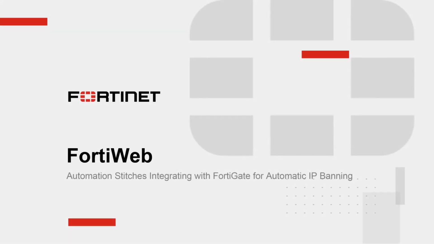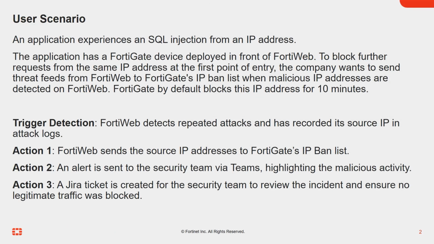In this quick demo, we will integrate FortiWeb with FortiGate and use automation stitches to automatically block on FortiGate further requests originating from malicious IPs that were detected by FortiWeb. This is the user scenario.